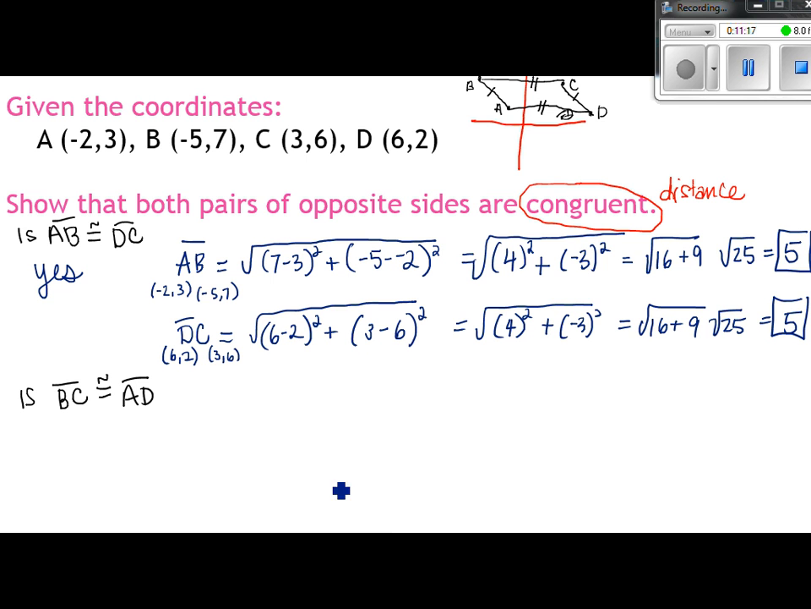Now we have to prove that BC and AD are congruent. So now we're going to do BC.